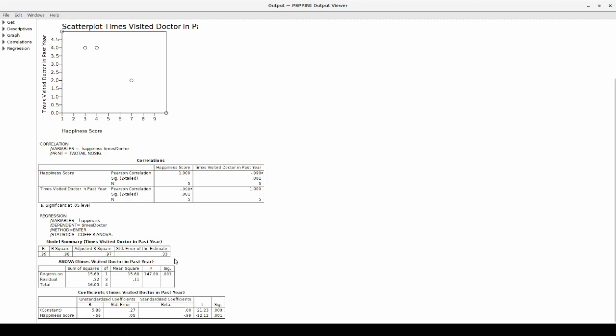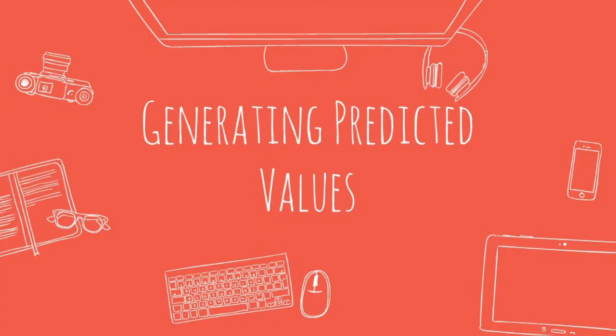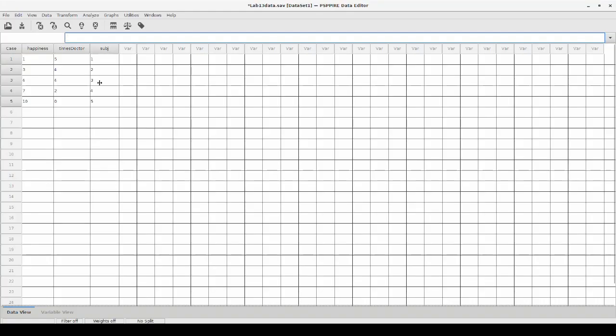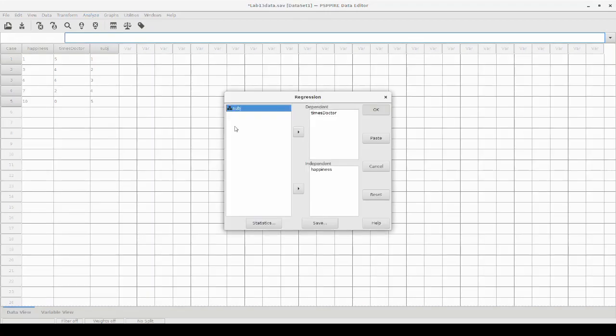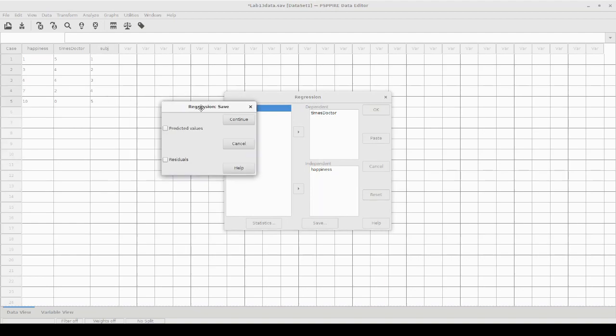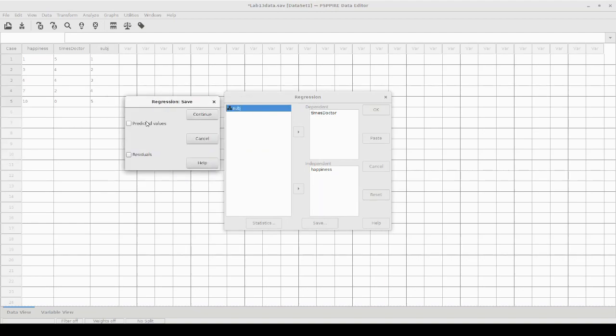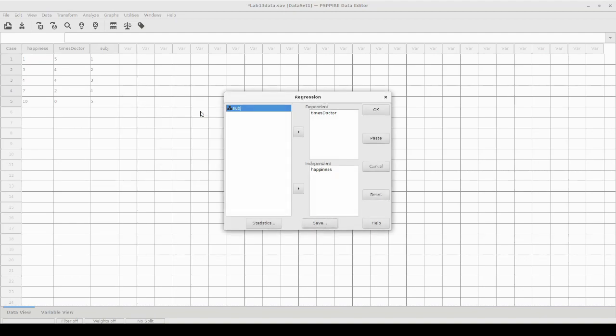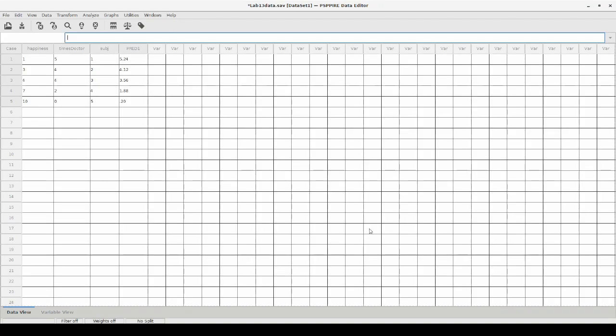But we might also be curious how to get those predicted values, those expected. So if we want to get our expected values, we can do that very easily by going to Analyze, Regression, Linear Regression, just as we did before. But this time we're going to click the Save button. And when we click Save, it's going to give us the option of selecting predicted values. Click Continue, and you can click OK.